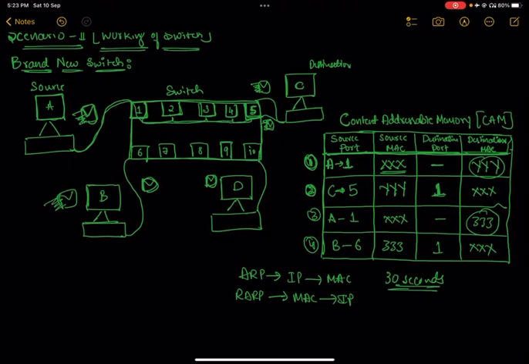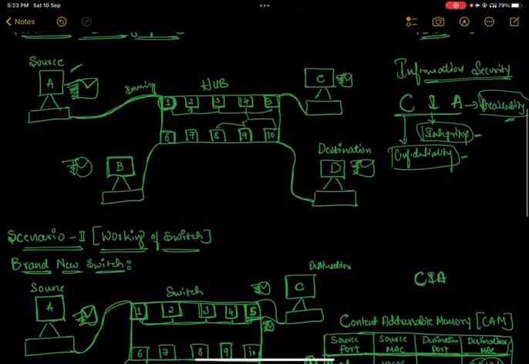So in this case there is no violation of our CIA: confidentiality, integrity, and availability. There are ways to attack a switch and try to modify this table. We call it ARP spoofing, where you try to spoof the MAC address of any device. Or you could also call it poisoning, where you try to modify the table. So this is how our switch works, and this is how the switch is different from our hub.